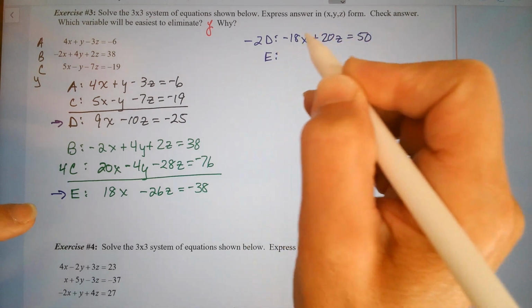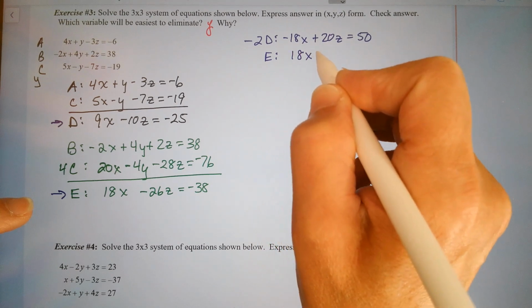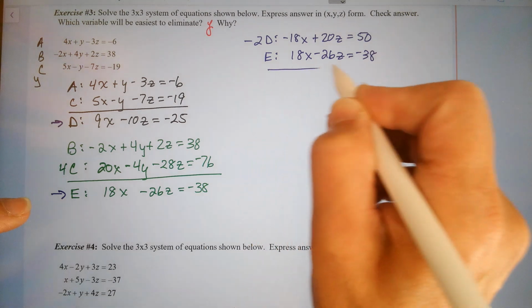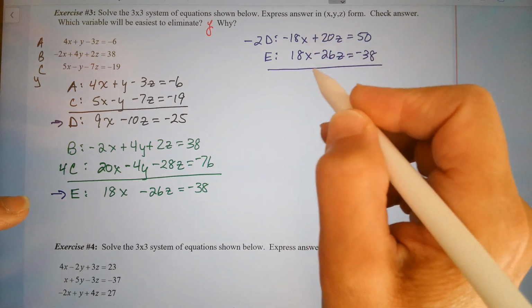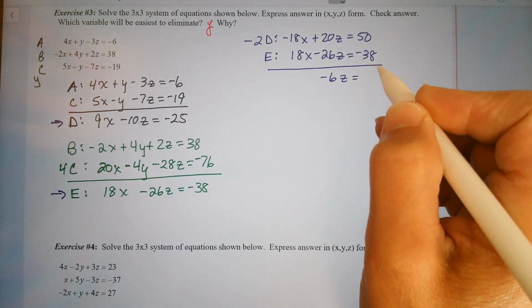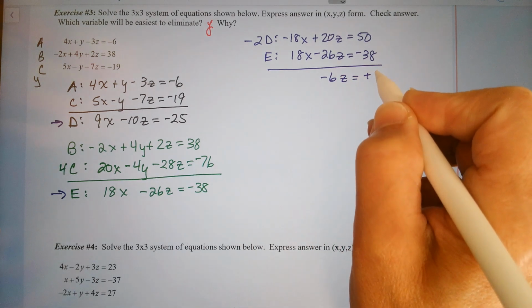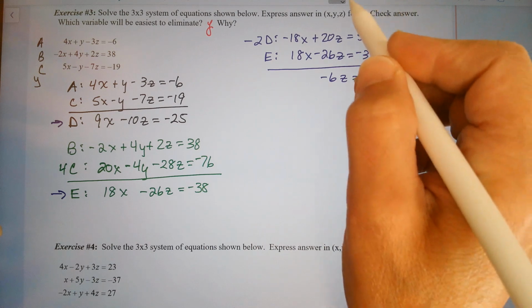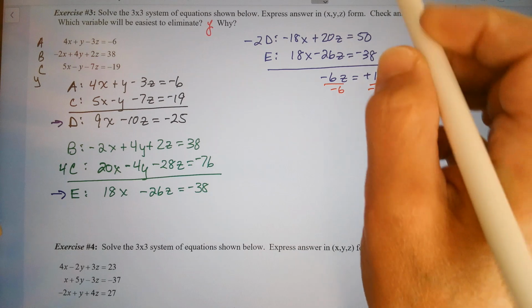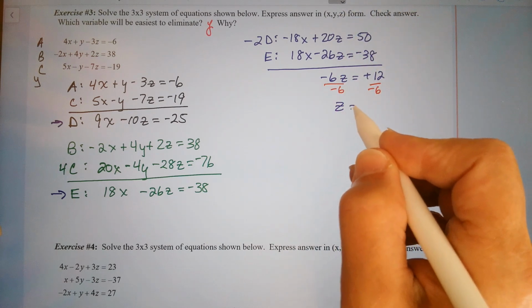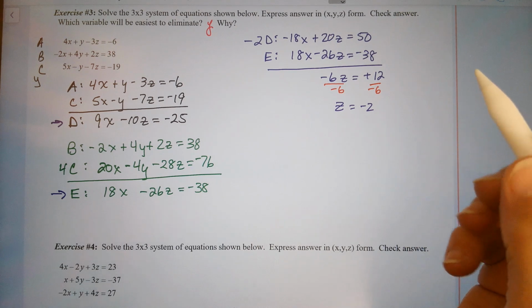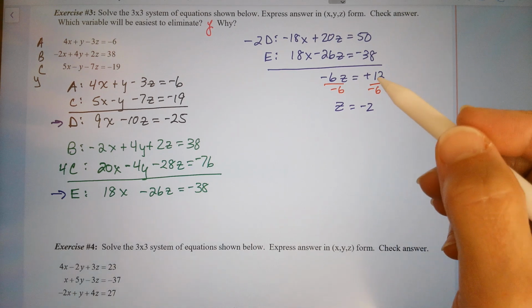Let's bring over E. 18x minus 26z equals negative 38. Add these two, the x's drop out. We have negative 6z equals positive 12. And divide by negative 6. Z equals negative 2. We finally have our first variable value.